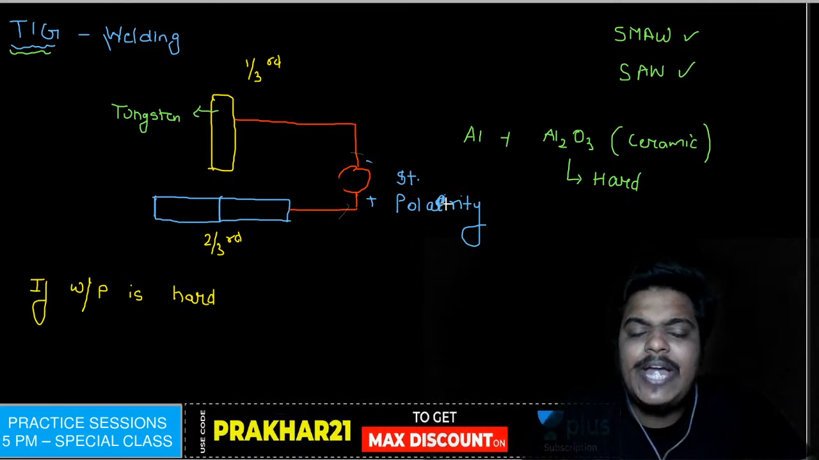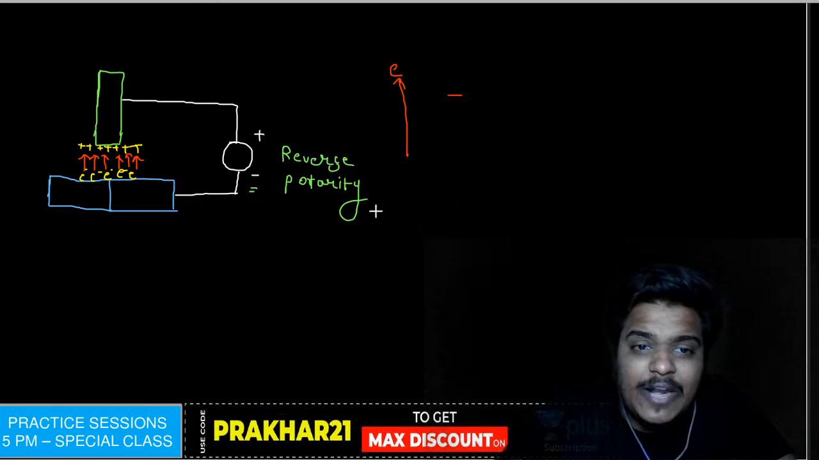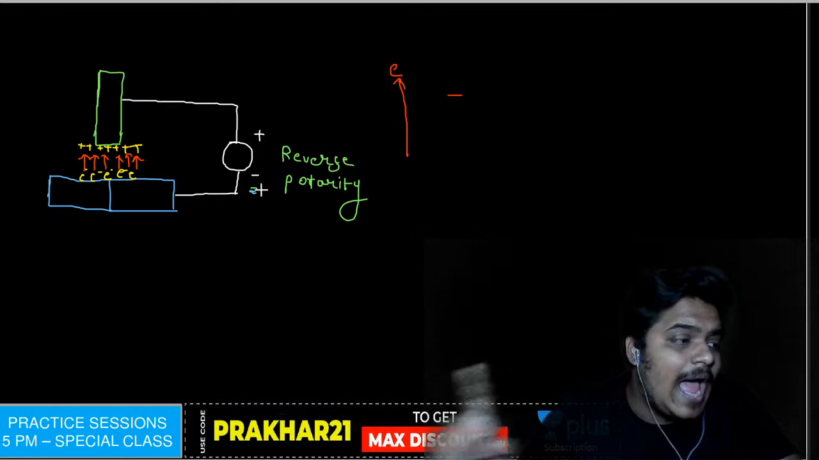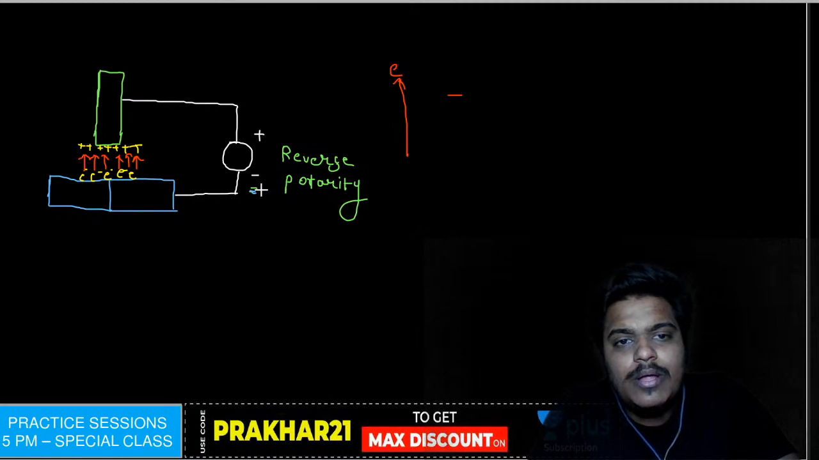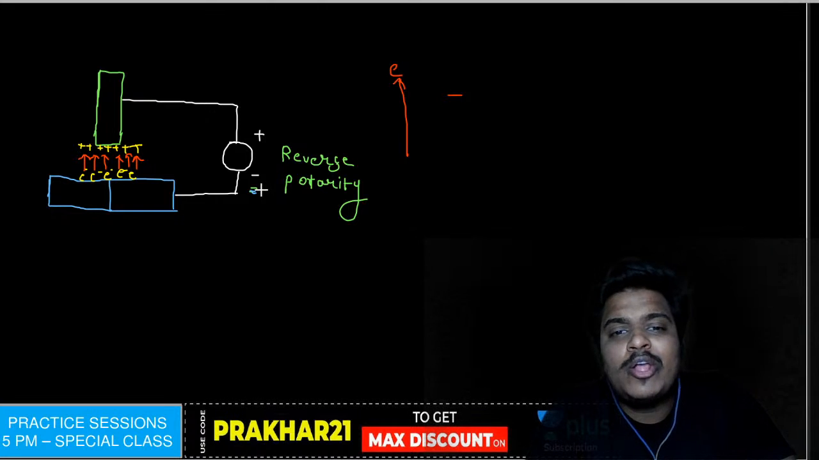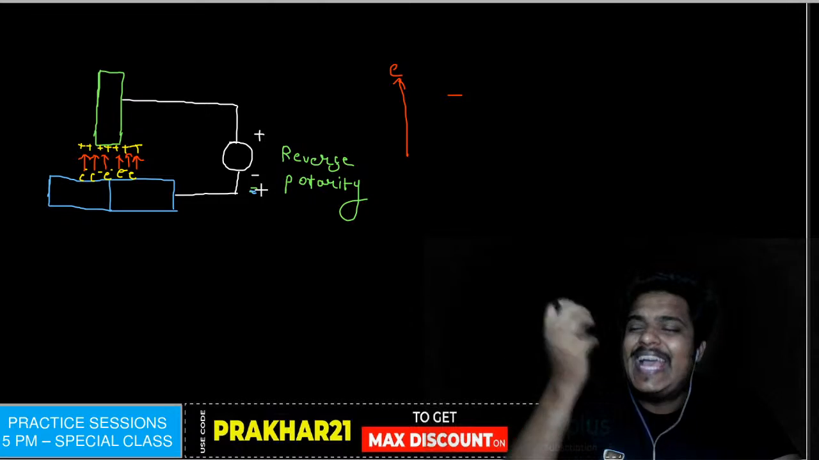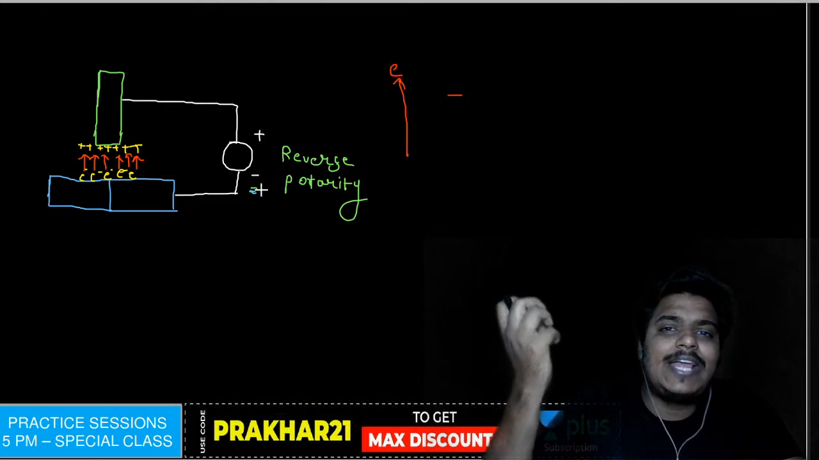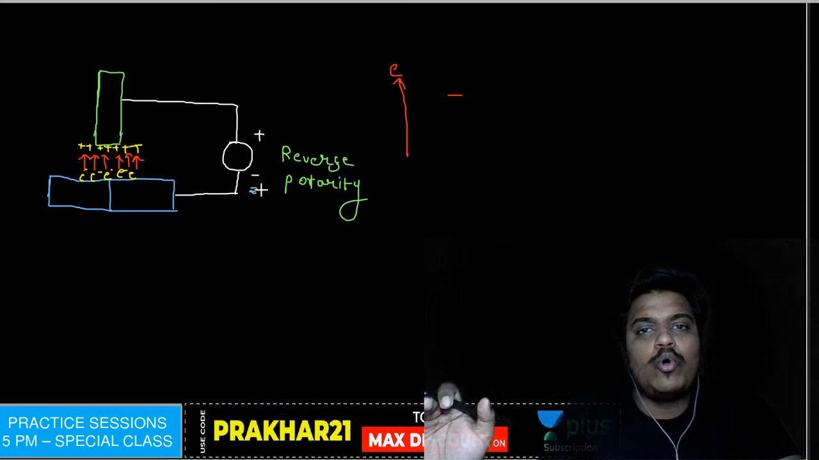When we are reversing the polarity, that is connecting the workpiece to the negative terminal and the positive terminal to the electrode, then we will call it reverse polarity. Why have we given the reverse polarity? So that electrons can move in the upward direction, cracking the film of Al2O3.